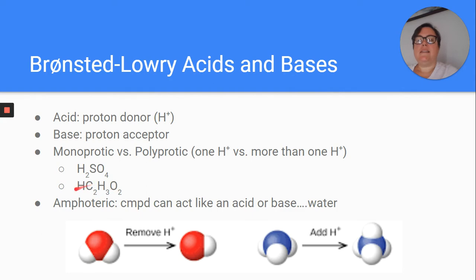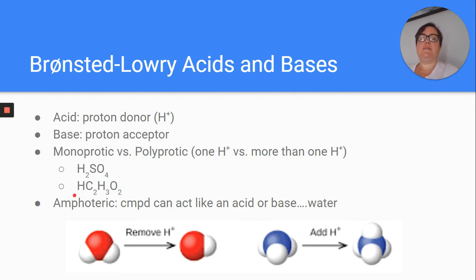This is acetic acid, and acetic acid is the same thing as vinegar. There's only 1 hydrogen in front. So even though it has this H3 here, that's a part of the acetate polyatomic. Those 3 hydrogens will not be donated. Only this one in front will be donated. So acetic acid is monoprotic because there's 1 hydrogen in front.